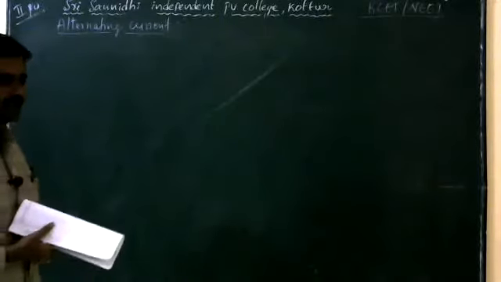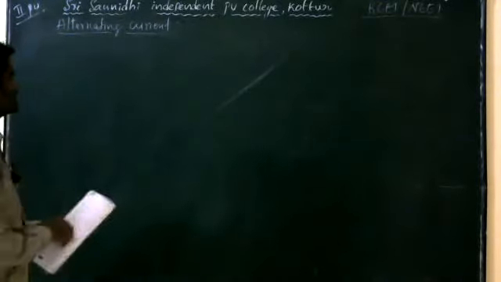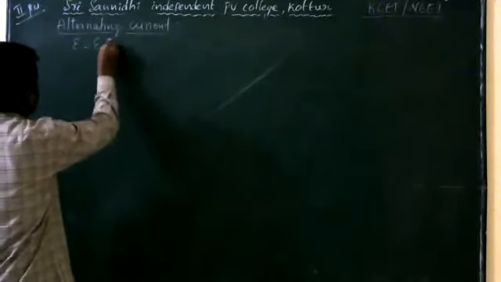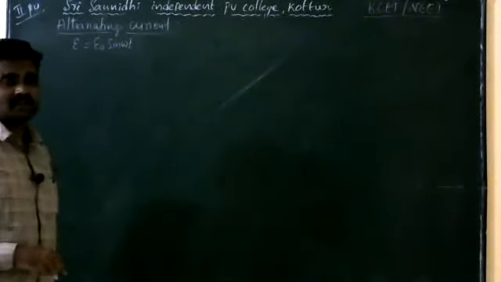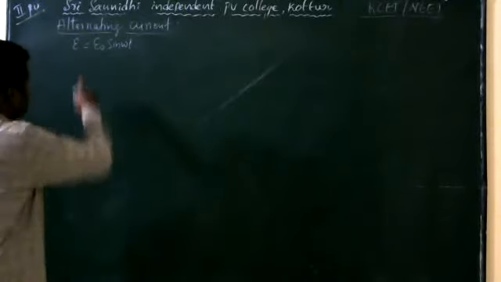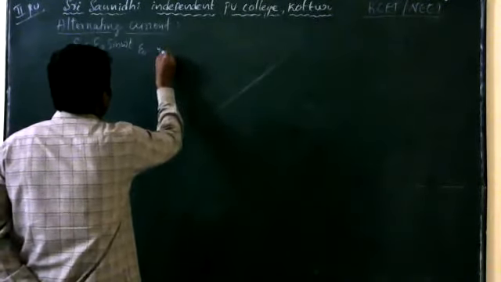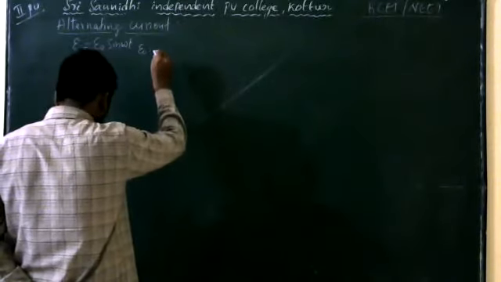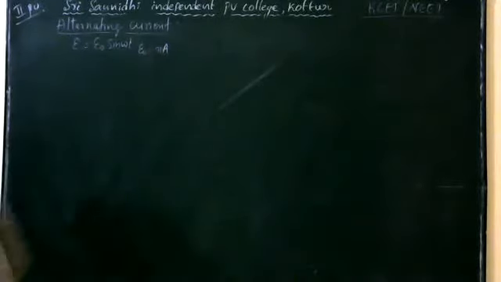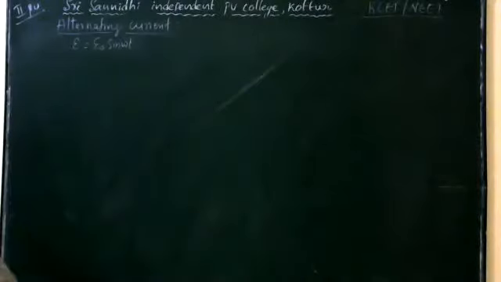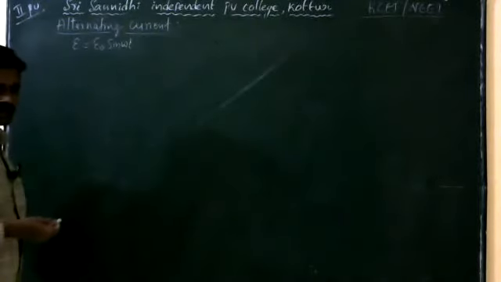The first concept of alternating current: alternating means changing with respect to time, and that is an alternating current. One of the equations: e = e naught sine omega t, the EMF with respect to time, generated by an AC generator. Here e naught is the peak value. Similarly, V = V naught sine omega t, and I = I naught sine omega t.